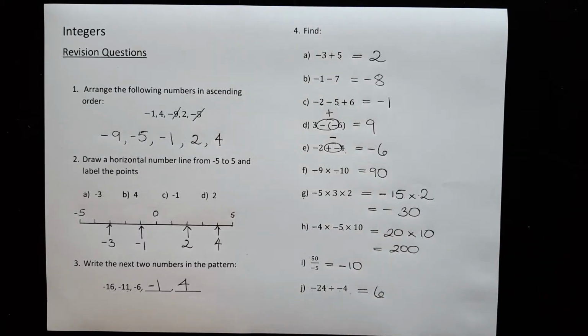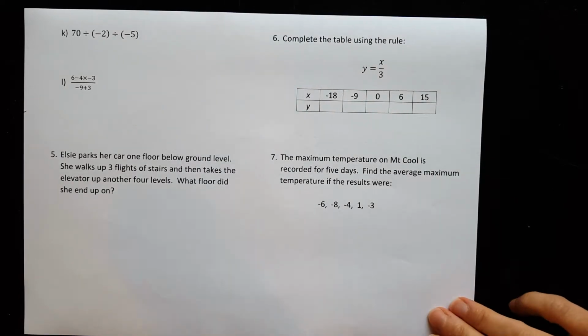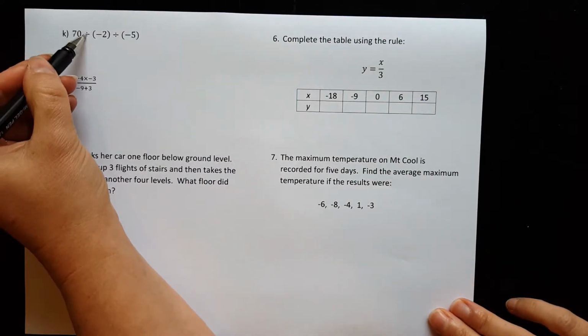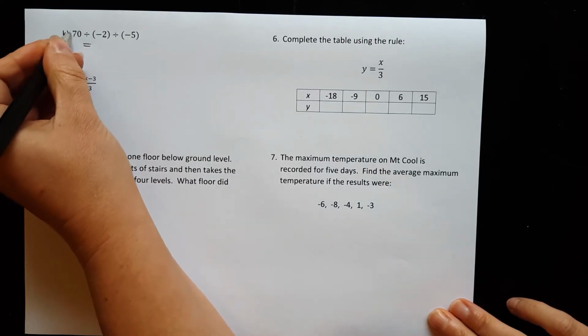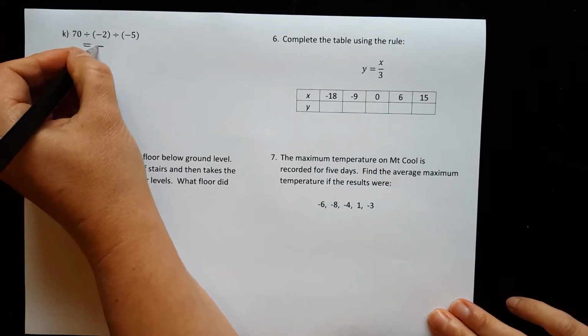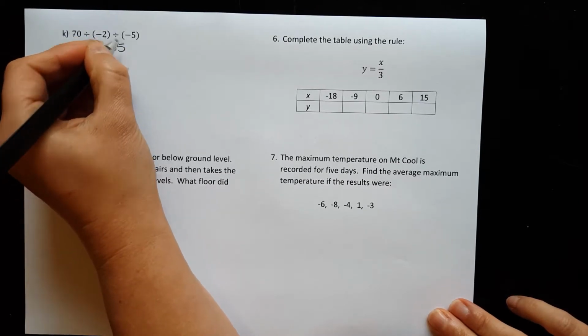Okay, still some more questions to come. So for K, 70 divided by minus 2. Let's do that before we worry about the end bit there. Positive and negative is a negative. 70 divided by 2 is 35.